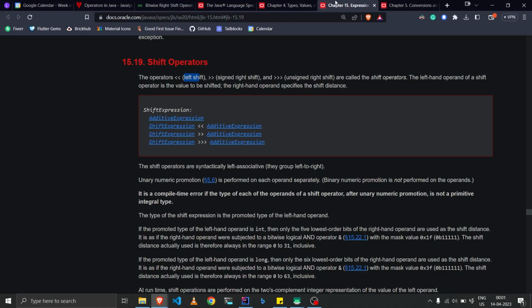So hello everyone, today we are going to look into shift operators in Java. We have two types of shift operators, the left shift and the right shift. What the operators do is simply move a bit towards the left or towards the right. We can specify the number of bits to move towards the right side of the operator.